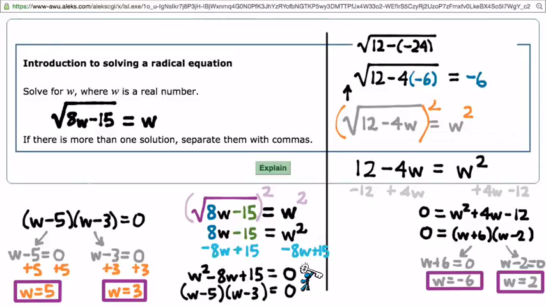is the same as 12 plus 24. That's 36. Whoops. So up here, what I end up with is the square root of 36. On the right-hand side of the equation, I have negative 6. What is the square root of 36, really?